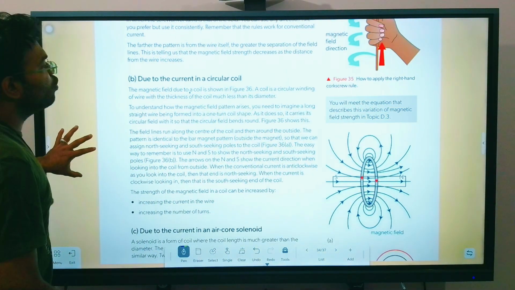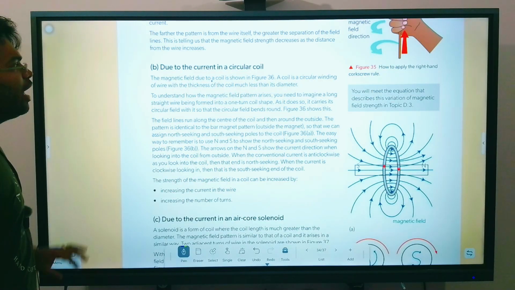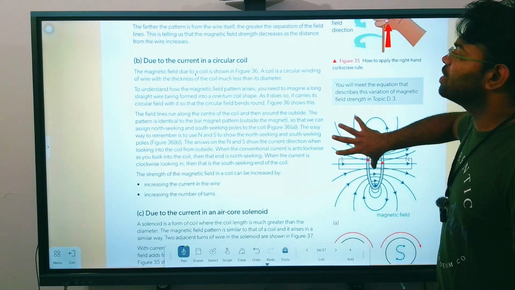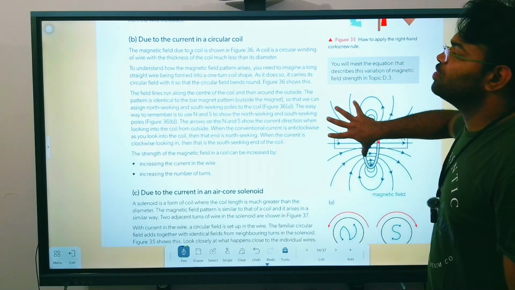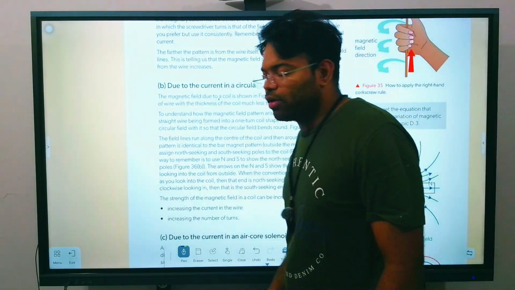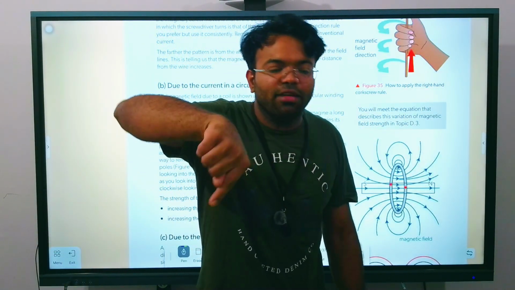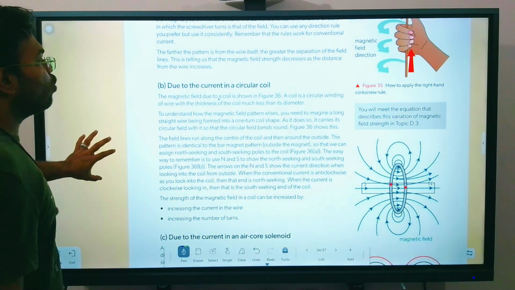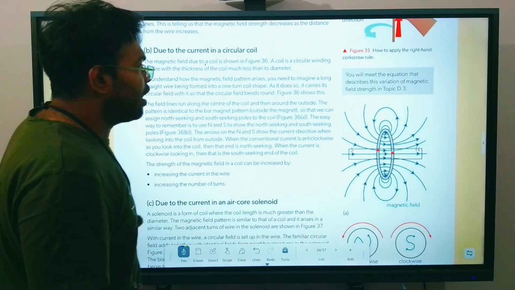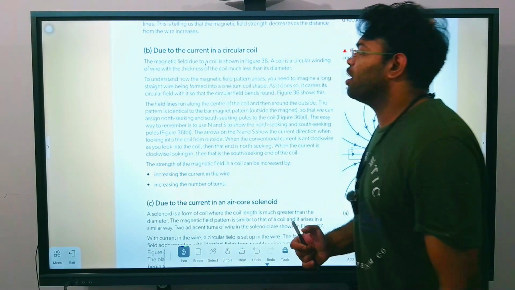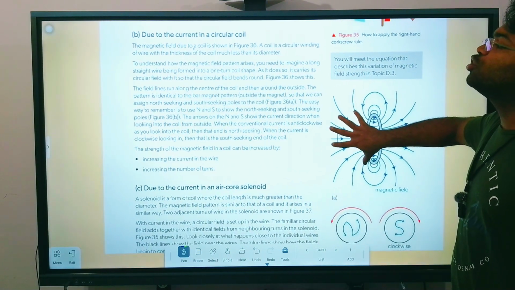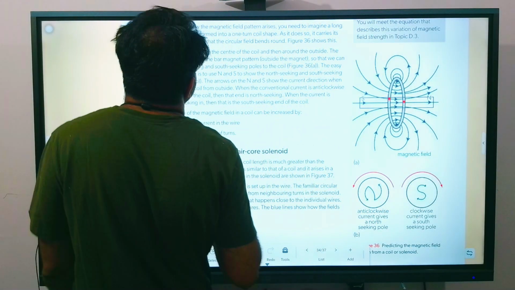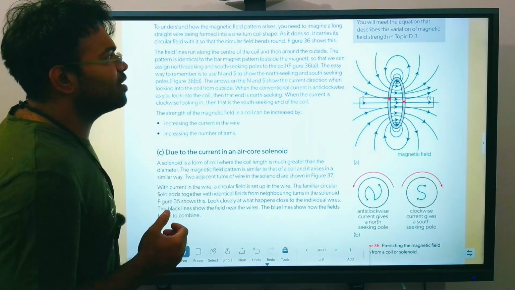Now, due to the current in a circular coil, the magnetic field due to a coil is shown in figure 36. A coil is a circular winding of wire with thickness of the coil much less than its diameter. Instead of having a straight wire, now you have a circular wire with many loops. To understand how the magnetic field pattern arises, you need to imagine a long straight wire being formed into a one turn coil shape. As it does so, it carries the circular field with it so that the circular field bends round. Figure 36 shows this.